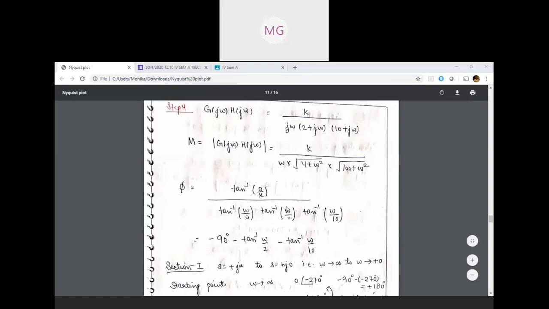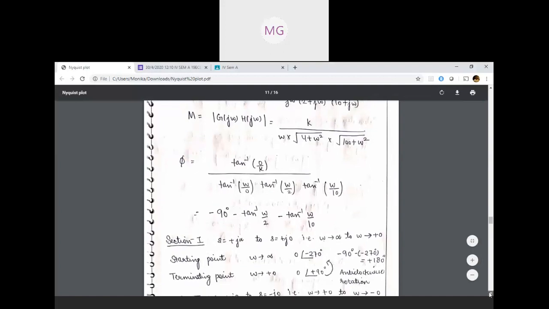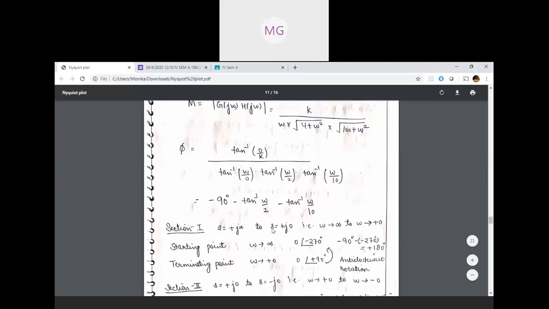And then section wise, you find magnitude and phase angle for each section. First, write the starting point and the terminating point, like this: s equals plus j infinity to plus j 0. That means omega equals infinity to omega equals 0 plus. Write down the starting point, terminating point, magnitude, phase angle, and then find out the angle of rotation. From it, conclude whether it is a clockwise rotation or anti-clockwise rotation.